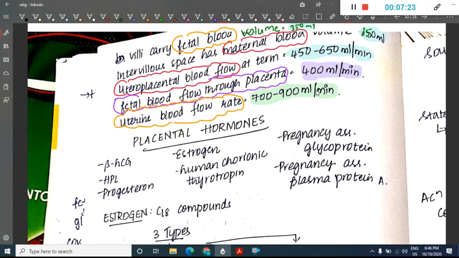Villi carry fetal blood volume of 350 ml. Intervillar space has maternal blood volume of 150 ml. Uteroplacental blood flow at term is 450 to 650 ml. Fetal blood flow through placenta is 400 ml. Uterine blood flow rate is 700 to 900 ml.